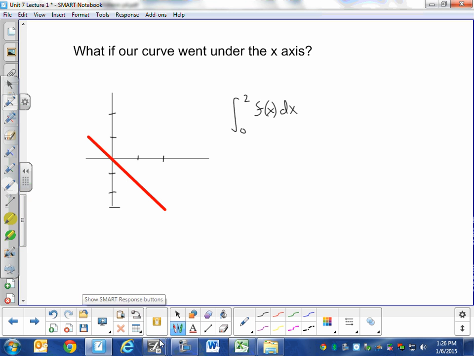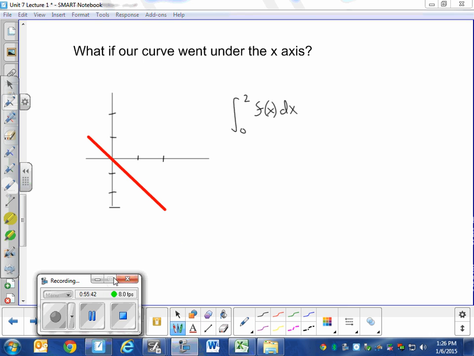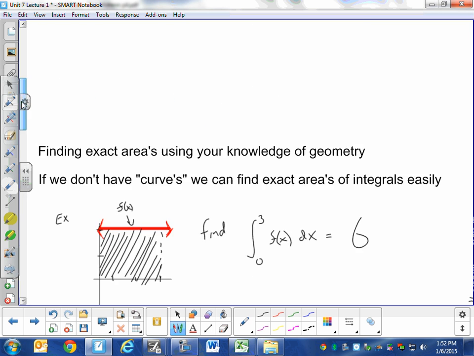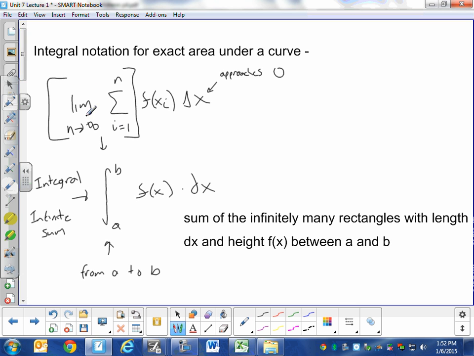Okay? Now, what if the curve went under the x-axis? Now, don't worry. Just watch the rest of this online, okay? All right, what if our curve went under the x-axis? Well, yes, this means area, but it really goes back to this notation. It's an infinite sum, and it's an infinite sum of a bunch of heights times a bunch of widths.